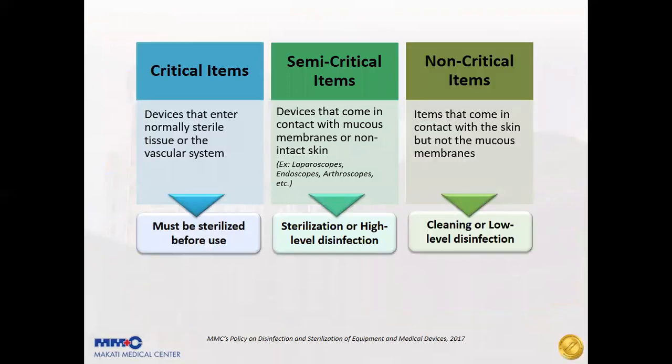In determining if we're going to disinfect or to sterilize an item, we have to classify if they are critical, semi-critical, or non-critical items. Critical items are items that normally enter the sterile tissue or the vascular system. These items should be sterilized since they are entering the sterile tissue. Examples of critical items are surgical instruments.